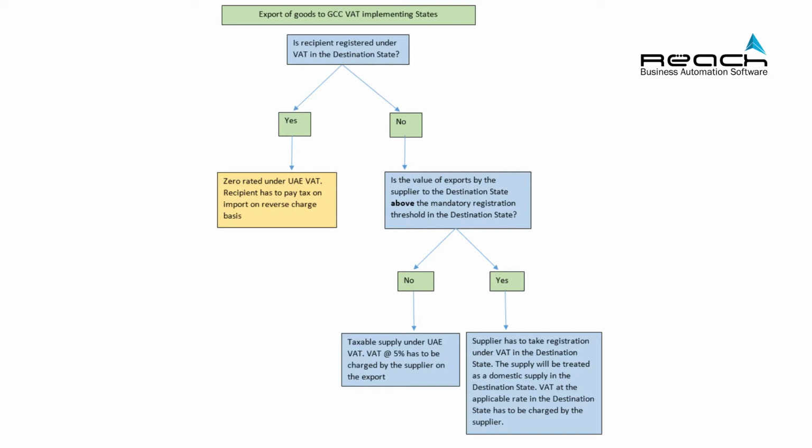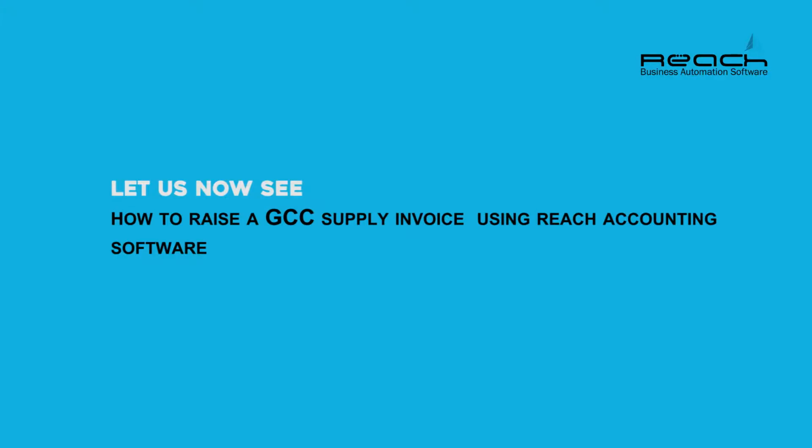Conditions for invoice for GCC supply. There are 2 conditions to be met for raising a GCC supply invoice. The customer should be registered with VAT authorities in his state. If he is not registered, he should be below the mandatory threshold. If any of these conditions are not met, then a normal tax invoice needs to be raised and the supply will be taxable. Let us see how to raise a GCC supply invoice using Reach accounting software.